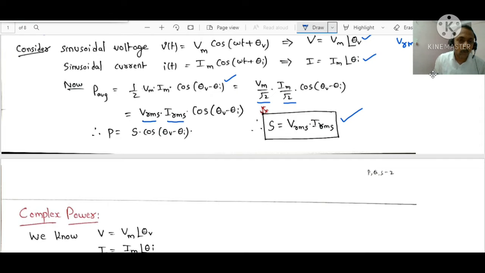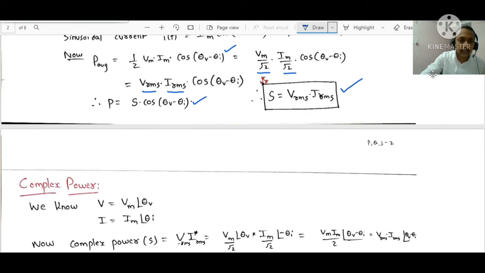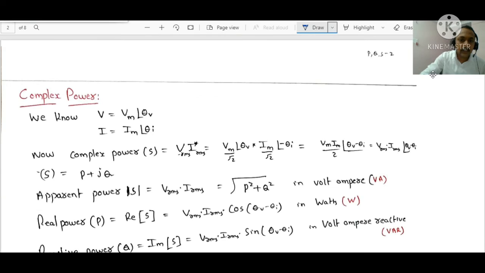Now real power P equals S times cos(theta v minus theta i). Now what about complex power? It is the product of Vrms and Irms conjugate. The only difference with the conjugate is that instead of theta i, you will get minus theta i. Now already we know this V represents the phasor Vm at an angle theta v, and I equals Im at an angle theta i.